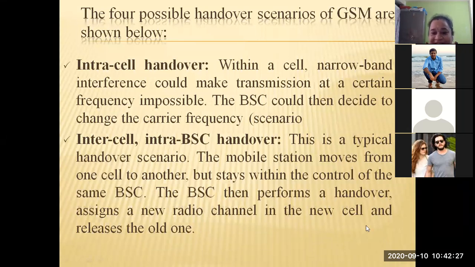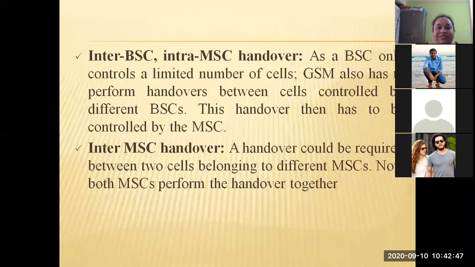It sets up a new radio channel in the new cell and releases the old one. You are leaving the old radio cell and entering the new radio cell, but you are still controlled by the same BSC. That is, inter-cell, there are two cells involved, but intra-BSC, the same BSC is controlling your handover. Next one is inter-BSC and intra-MSC.